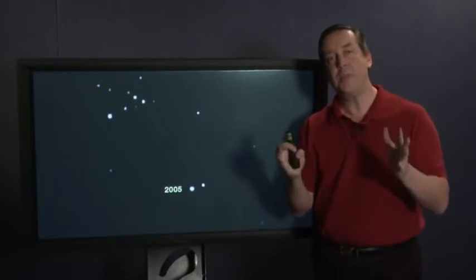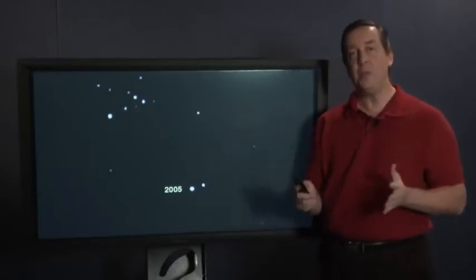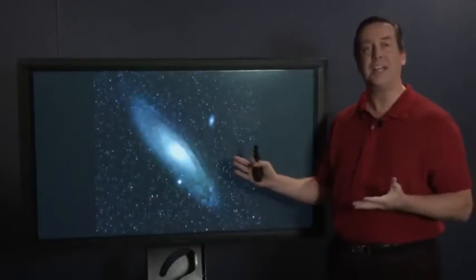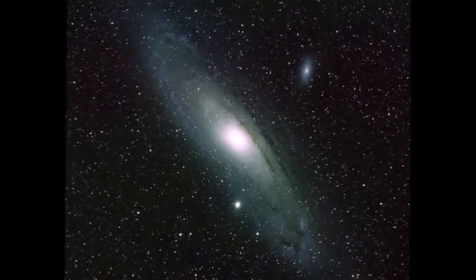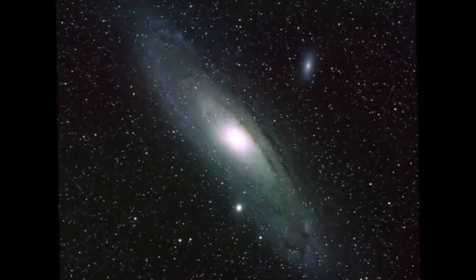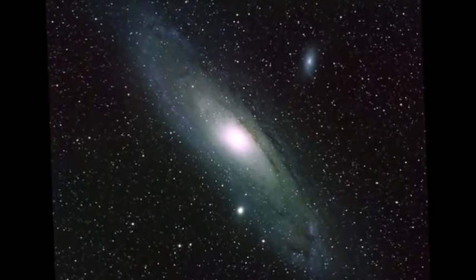Now, what we want to be able to do is measure that same motion, but for the Andromeda galaxy. But the Andromeda galaxy is about 1 million times farther away than Barnard's star. So the motion would be approximately 1/1,000,000th the size of the motion of Barnard's star. That would be incredible if we could do it. And Hubble has been able to do it. Let me tell you how.